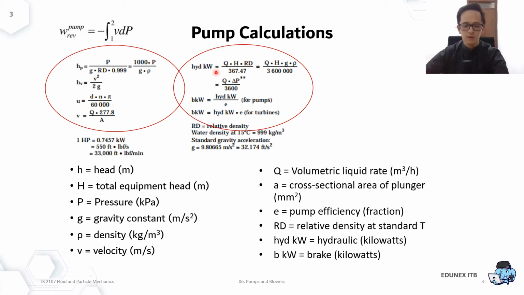The hydraulic power means it's still considered as an ideal reversible compression. Once you take into account the efficiency of the pump, it's known as the brake power in kilowatts, for example. You have to divide the hydraulic power by the efficiency, so that's the actual power that has to be supplied.